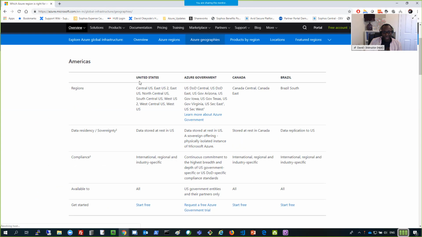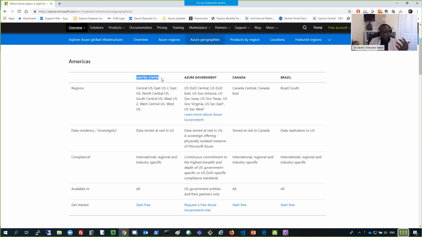Because if I go to that document that I showed you, geographies, and you look at the geographies, you see that there's United States, Canada, Brazil, but then you also notice that there's something called Azure Government. And that is specifically not referring to government of the world. That's specifically referring to US government. So United States public is a separate geography. The United States government is a separate geography within the United States.